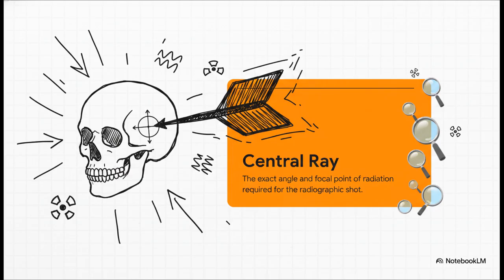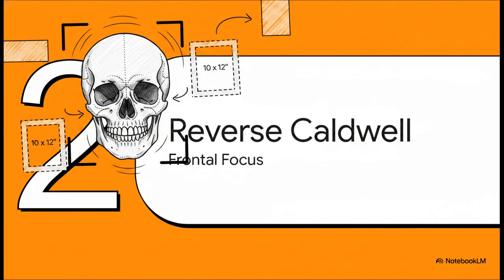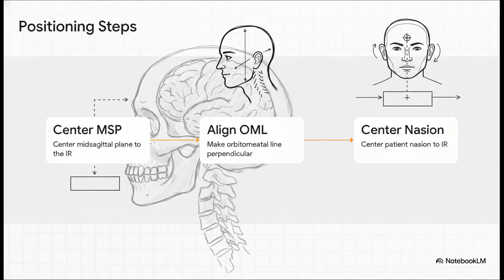Because it's not just about pointing a camera, it's about intersecting the skull's geometry with a highly precise beam of energy. Section 2. Reverse Caldwell, frontal focus. All right, so our primary goal here is to capture the frontal bone. We utilize a 10 by 12 vertical collimation, and we want to leave exactly a 1-inch border all around the skull.